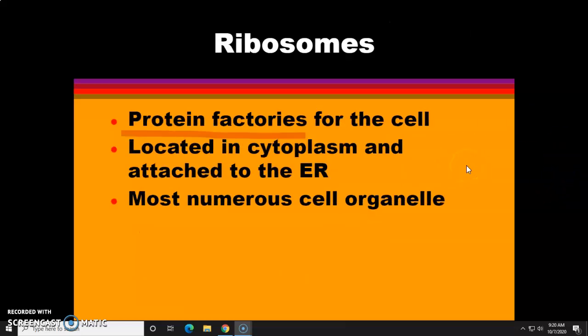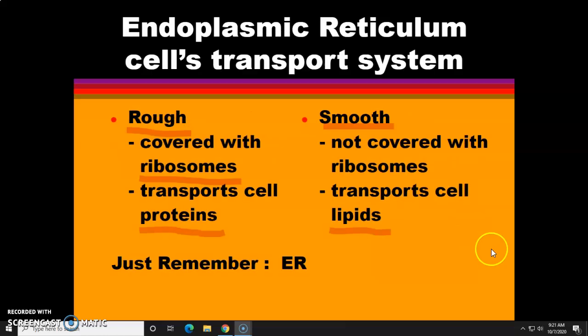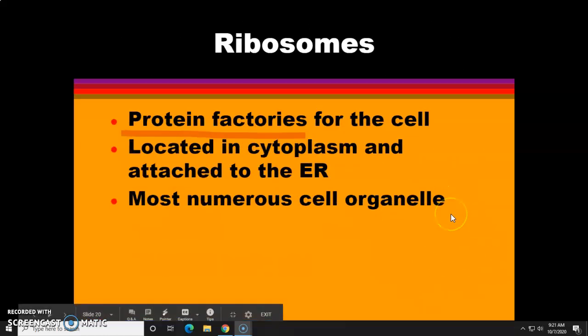Then we have ribosomes. These are protein factories for the cell. They're the most numerous cell organelle, and they're found in the cytoplasm and attached to the ER. So they're all over the place inside the cell.